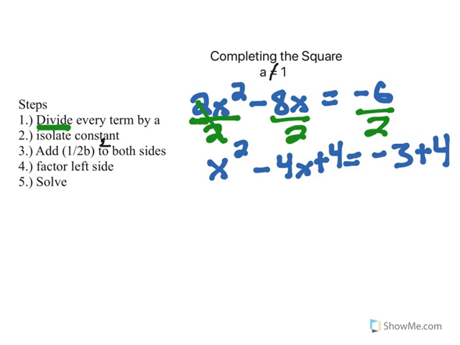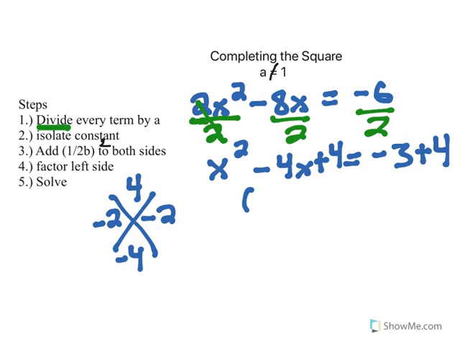Then we're going to factor our left side. Again, if you need to, you can make one of these x's. We put a 4 on the top, a negative 4 on the bottom, and we're going to end up with negative 2 and negative 2. Negative 2 times negative 2 is positive 4, but negative 2 plus negative 2 is negative 4. So this is going to be x minus 2 squared equals negative 3 plus 4, which is 1.